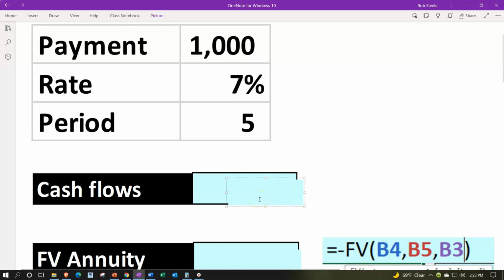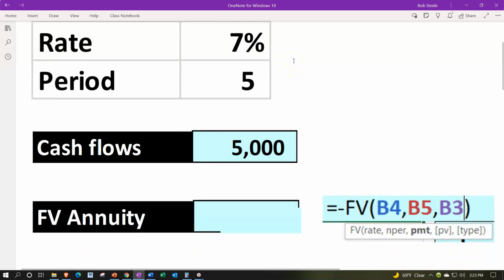That means that if we were to just take that series of payments, it would be 5,000, 1,000 times 5. But if we were to take the future value of it, with the rate of return of 7%, it would be more like 5,751, valuing it at 5 years out into the future.